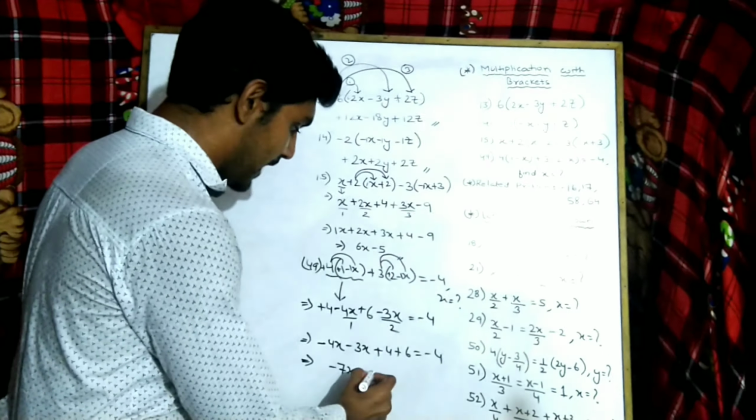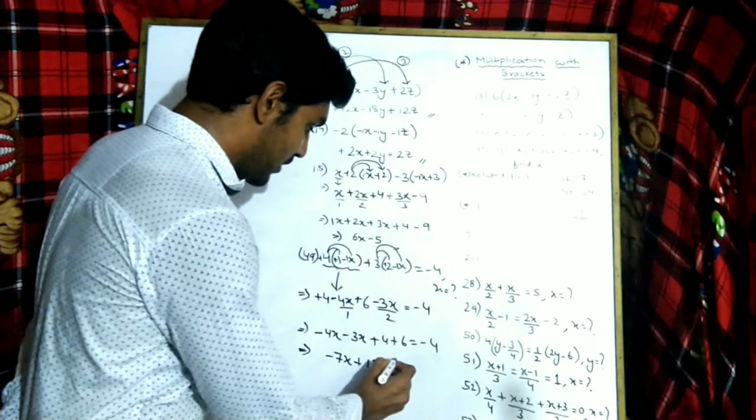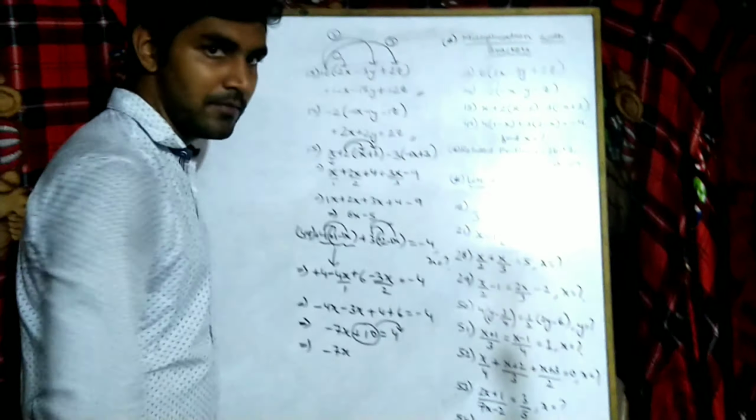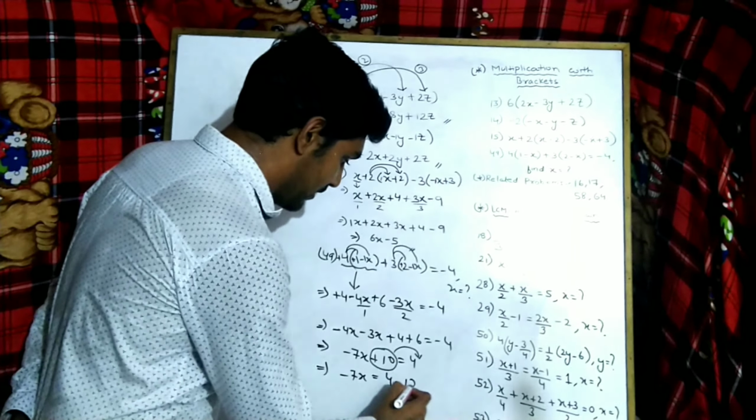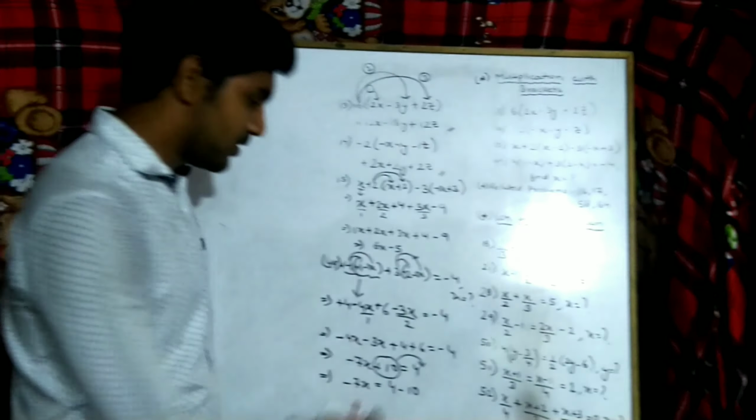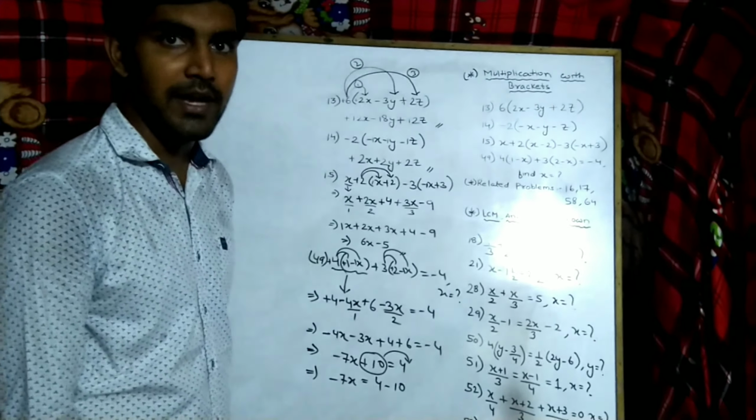So 4 plus 6, 10, is equal to 4. Okay? Now come minus 7x. Now this plus 10 goes that side becomes minus. So it comes 4 minus 10. Clear? Because this plus sign will go that side becomes minus.